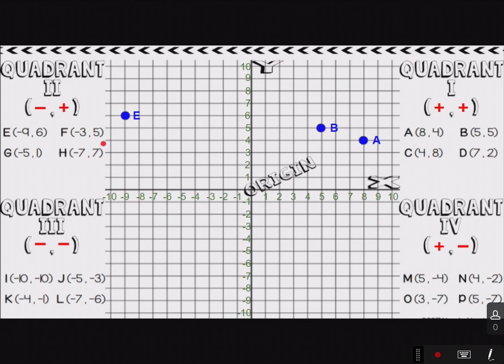For point F, we're going to go ahead and start back at the origin. And we're going to go to negative 3, 5, which means I'm going to go to negative 3 on the x and then move up to positive 5 on the y. Once I get there, I'm going to put my point right on those crosshairs and label it F.